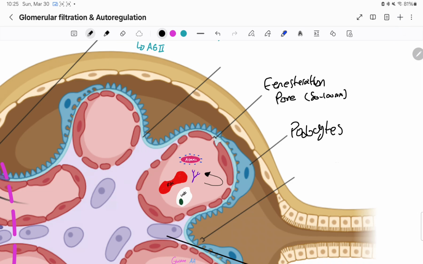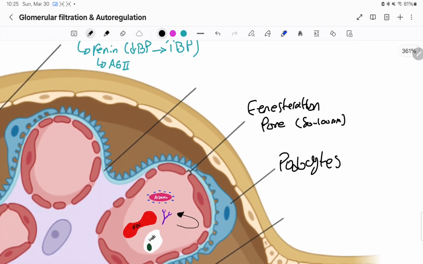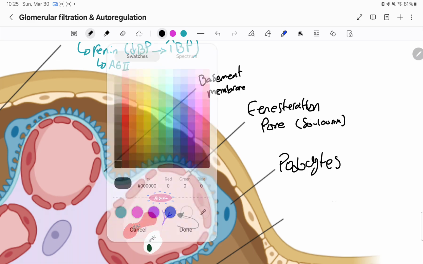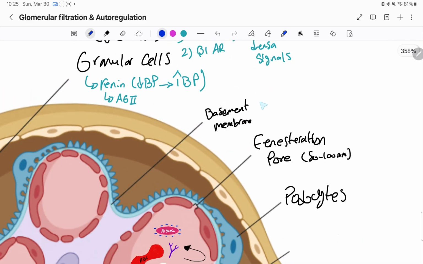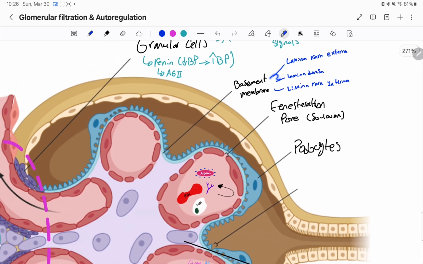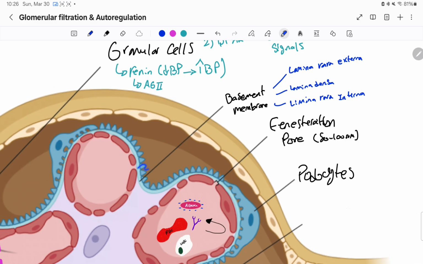Another thing you'll see right past this endothelial layer is this little blue layer here, and this, guys, is just the basement membrane. Now, very briefly, for those of you who are curious, if you're not, feel free to skip this part. The basement membrane is made up of 3 parts. The first one is called the lamina rara externa, and that is the side facing the endothelial cells. The middle layer is the lamina densa, and then there is the outer layer, the lamina rara interna, which faces the podocytes, okay?